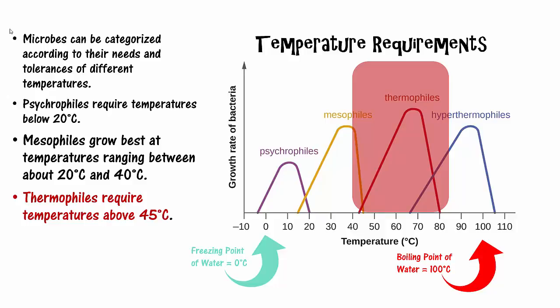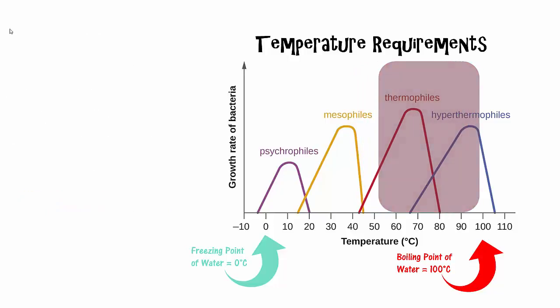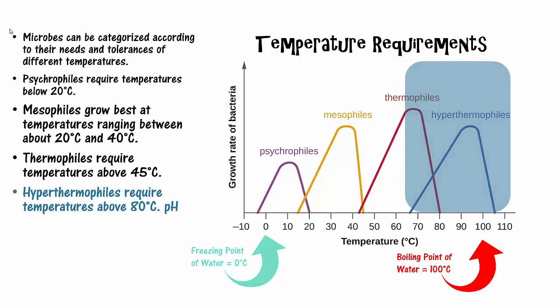Thermophiles require temperatures above 45 degrees Celsius. And hyperthermophiles like it very hot. They want it to be at least 80 degrees Celsius or above. That means that these organisms are able to survive in boiling water temperatures, and the boiling point of water is 100 degrees Celsius.